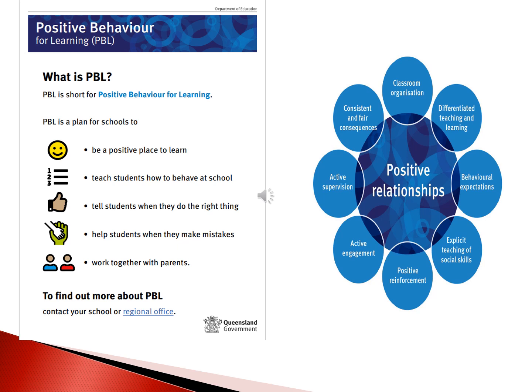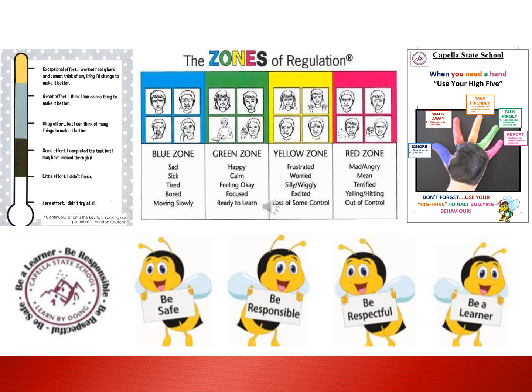So at the foundation of our PBL is relationships. So those are positive relationships with our teachers and our students and all staff members across the school. We have a range of tools that we use to teach our positive behaviour for learning. So one of them is teaching the expectations. Our school-wide expectations are be safe, be responsible, be respectful, be a learner. They're communicated in all of our classrooms and our outdoor spaces. Really important for our kids to know those, as well as our classroom rules.